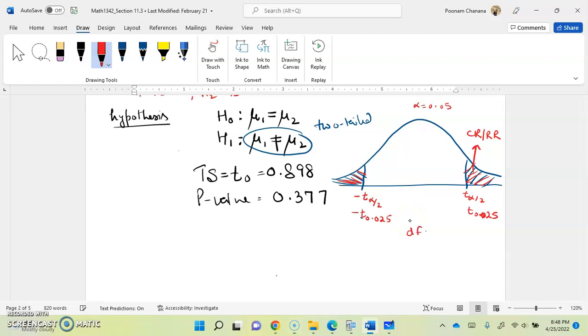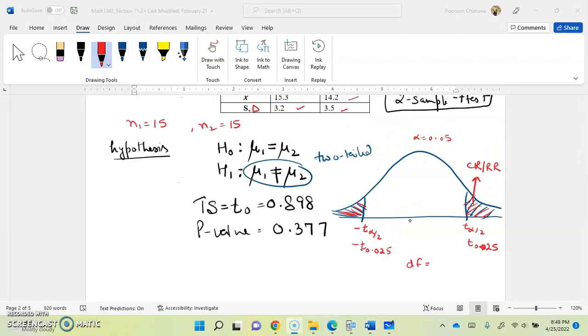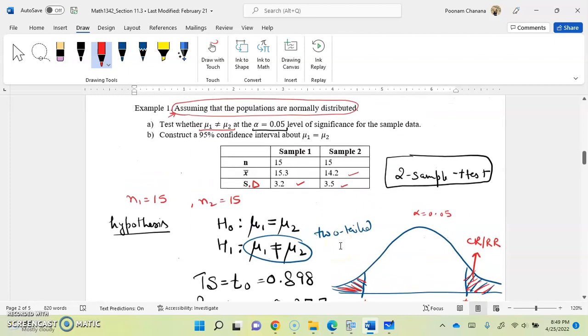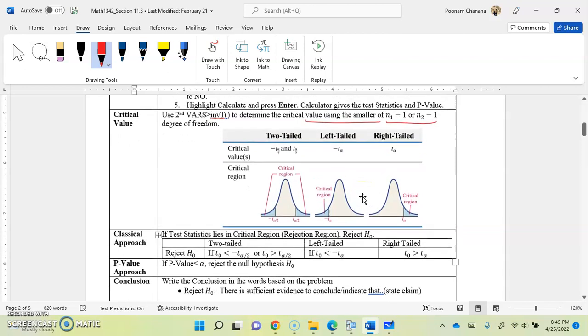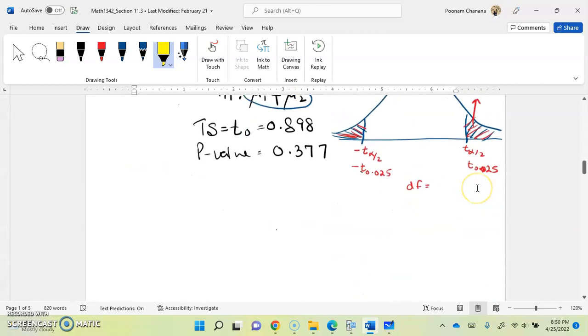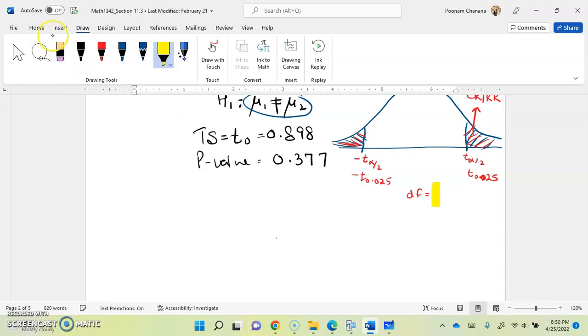And degrees of freedom: you need to check both the n1 and n2 values. Calculate n1 minus 1 and n2 minus 1. In this case, both are 14. You need to pick the smallest of those. So here in your notes, it's written that for the critical value, use the smaller of n1 minus 1 or n2 minus 1 degrees of freedom, right? So in our problem, degrees of freedom is 14.